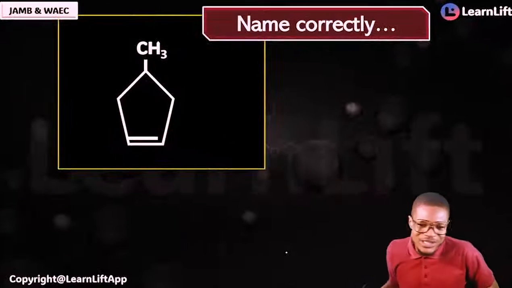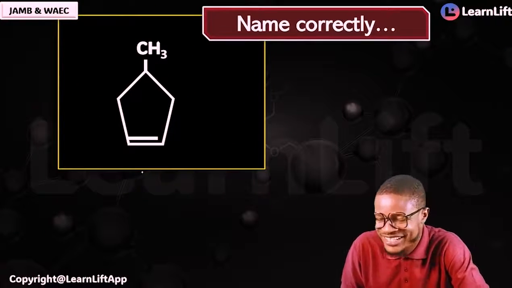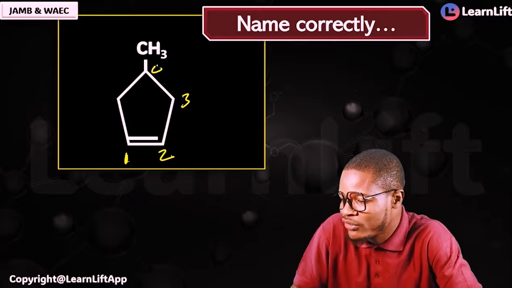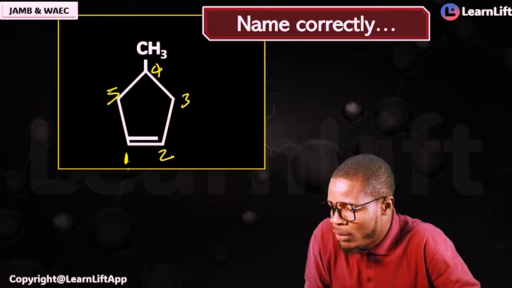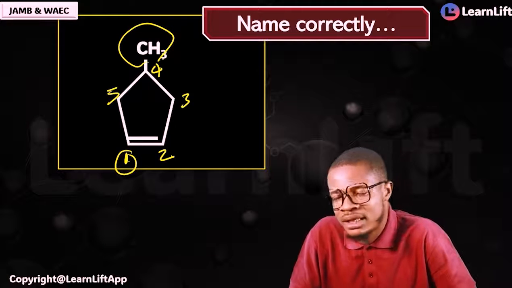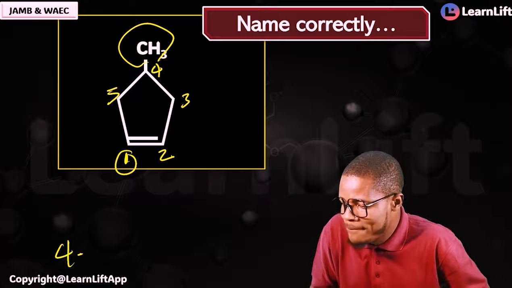If you get that, name this for me. I can hear your voice very well. Here is your 1. Here is your 2. Here is your 3. Your 4. Here is your 5. Now, carbon 1 here on the double bond, this is your methyl. That's going to give you 4-methyl. Right? 4-methyl.